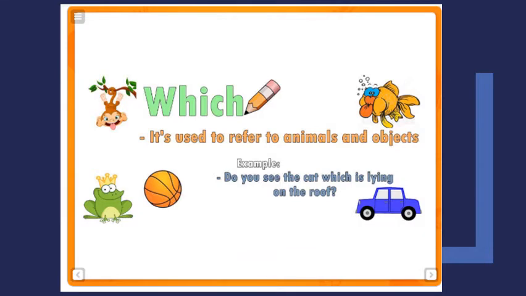Now we have which, and it is used to refer to animals and objects. Or kids, pay attention, when you have two or more options. And we have the example here. Do you see the cat which is lying on the roof? Let's continue.